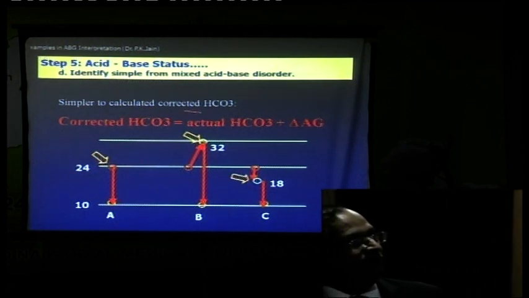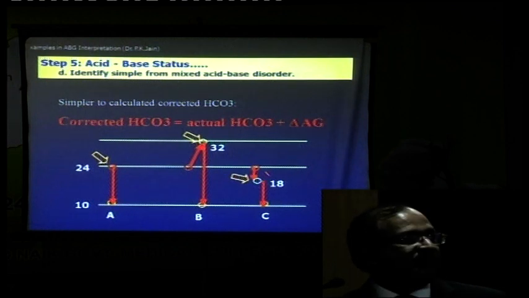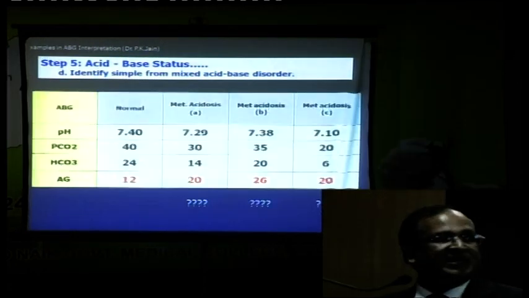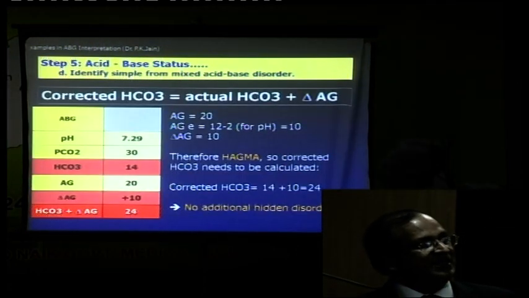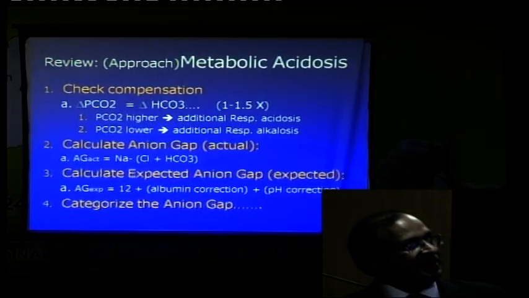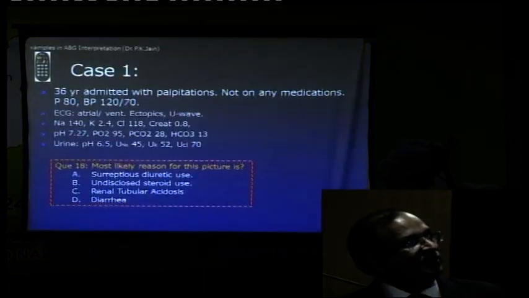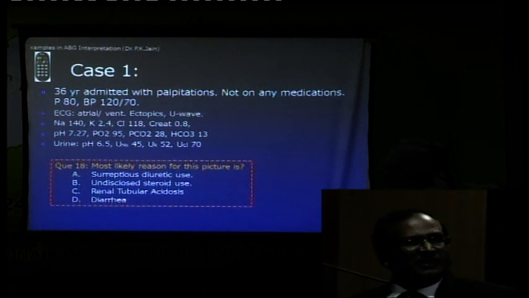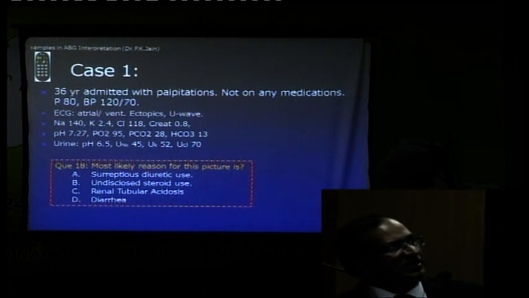If you get 24 corrected bicarb, there is no other disorder. More than 24 is hidden metabolic alkalosis. Less than 24 is hidden normal anion gap metabolic acidosis. And there are various exercises, we won't go into that. So this is how you approach acid-base disorders. Now we're only left with a few exercises.